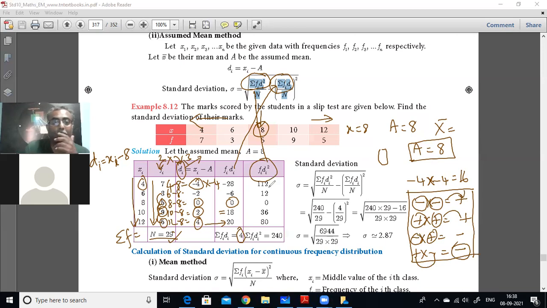So that becomes 16, since 4 into 4 is 16. Then fi, 16 into 7. So 16 into 7 is 112.